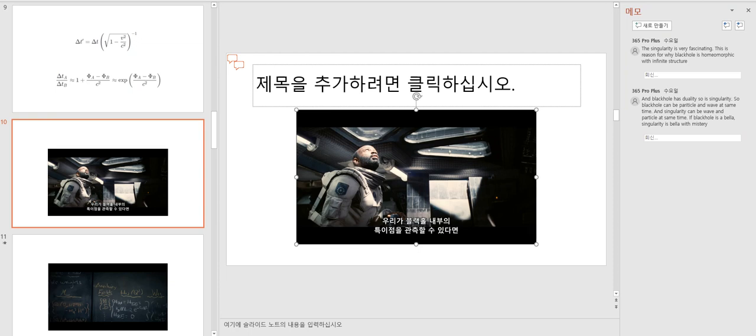The singularity is very fascinating. This is the reason why a black hole is homeomorphic with an infinite structure. And a black hole has duality, and so does a singularity. So, a black hole can be a particle and a wave at the same time, and a singularity can be a wave and a particle at the same time. If the black hole is Bella, the singularity is Bella with mystery.